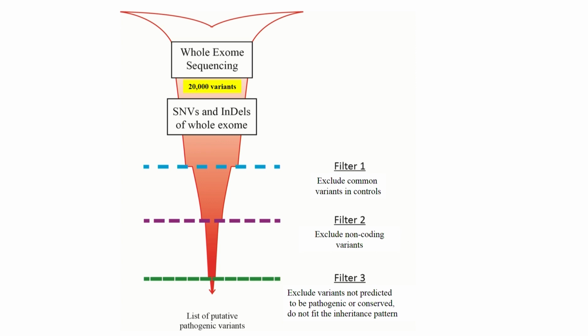So out of those thousands and tens of thousands of variants, which are single nucleotide variants and small deletions and insertions, one can remove the common variants seen in controls, non-coding variants that sometimes get sequenced, and variants not predicted to be pathogenic or conserved and that do not fit the pattern of inheritance.